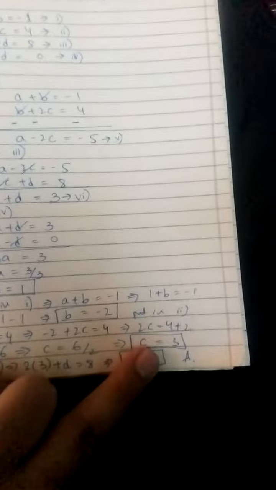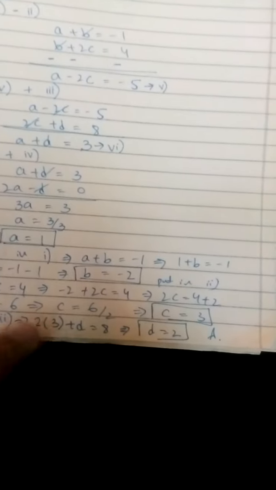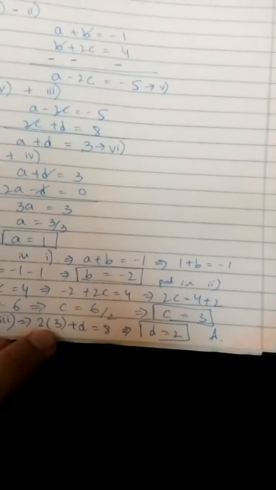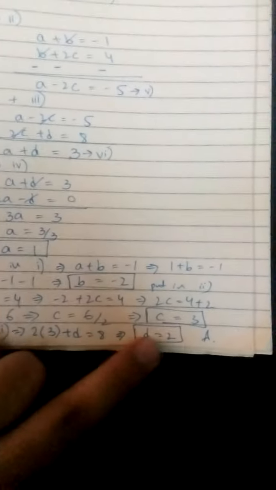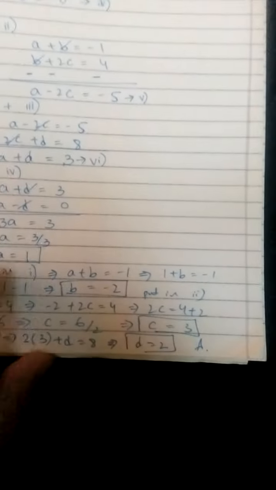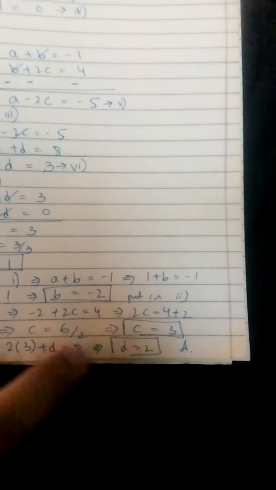And here I said that we have to put the value of c in equation number 3. So equation 3 is 2c plus d is 8. The value of c is 3. 2 3s are 6, so I will change the position. It will become negative. 8 minus 6, 8 minus 6 is 2. So the value of d is 2. So here the value of a is 1, value of b is negative 2, value of c is 3, and value of d is 4.